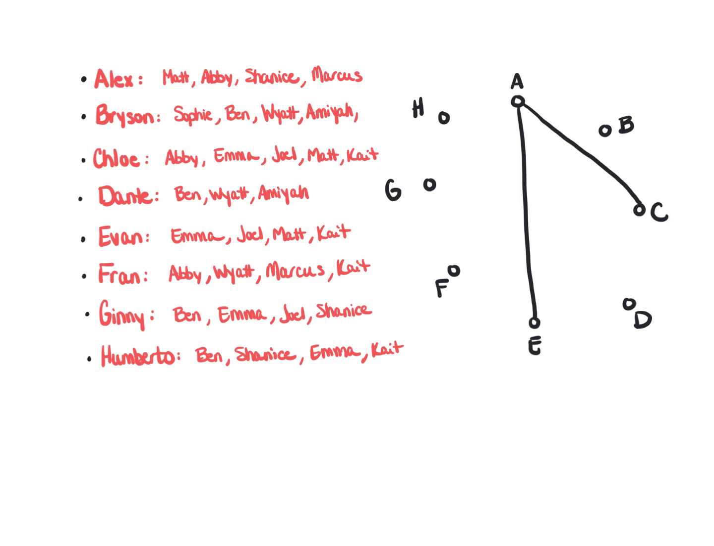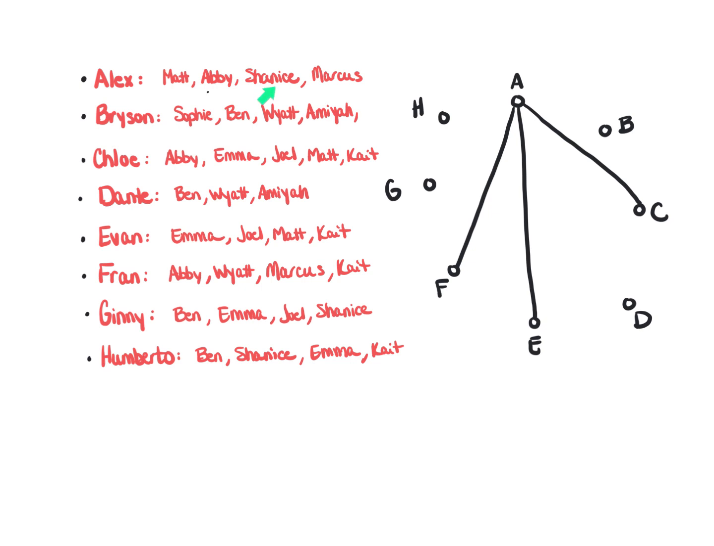And then I'm going to move on to people who are inviting Abby to their party. So still sticking with Alex, but who would invite Abby? Abby is in common with Chloe. So Alex and Chloe, notice I already have them connected with an edge. Abby is also in common with Fran. So Alex and Fran share someone on their guest list that's in common. We'll connect those. And that is it for Abby. She's not invited to Ginny or Umberto's party.